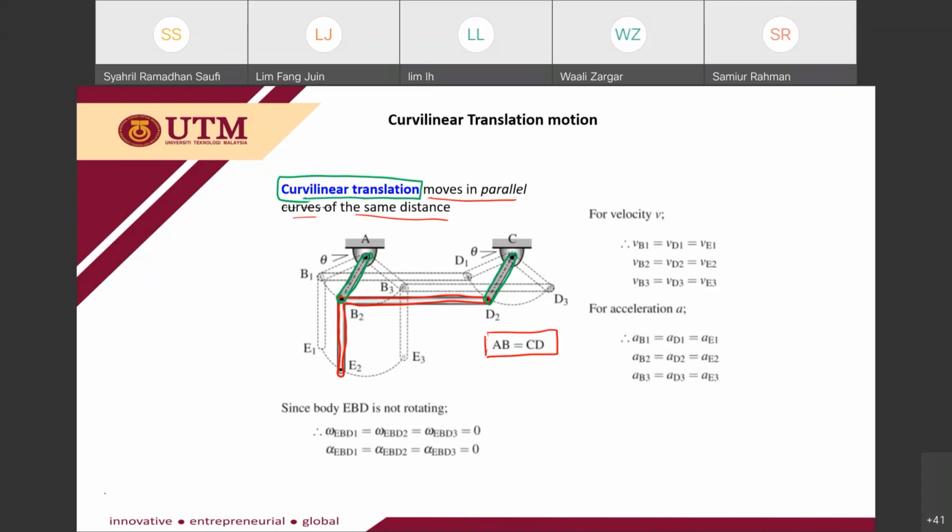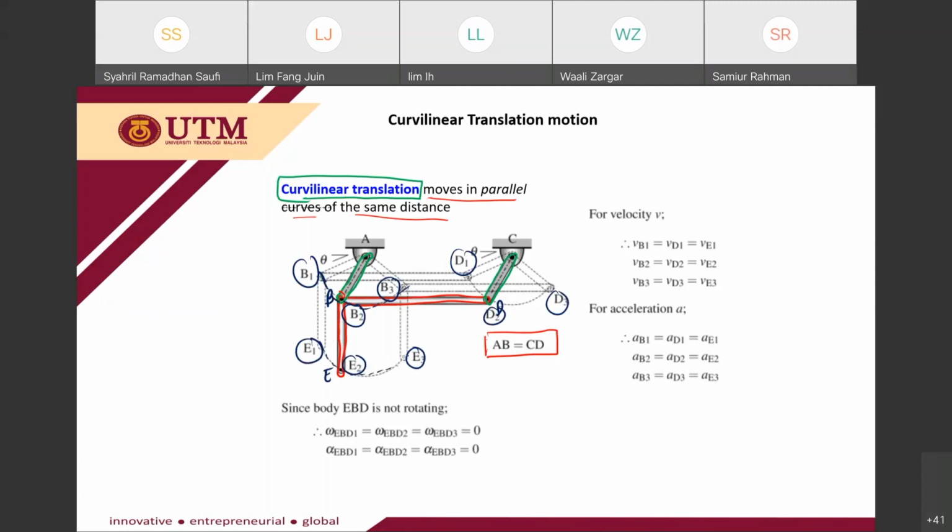Okay, if you notice that you have three points here, point B, point E, and this point D. And then this point B is swinging B1 to B2 to B3. E1 is swinging E1, E2 to E3. D1 is swinging to D2 and D3. So these are the paths covered by these points.